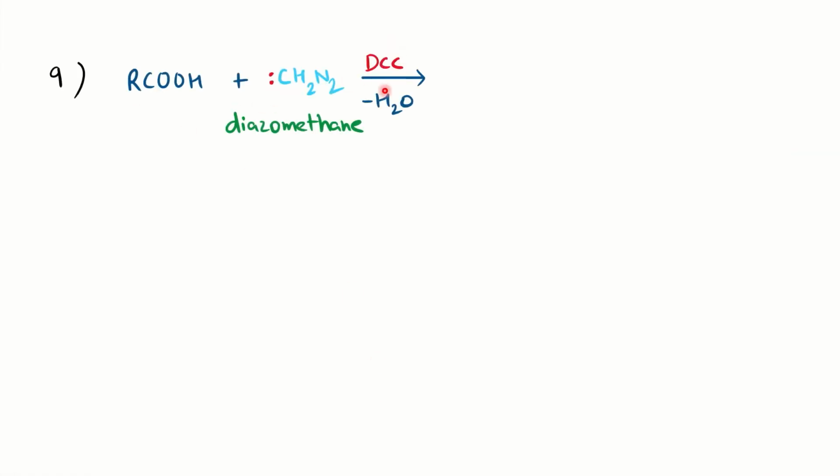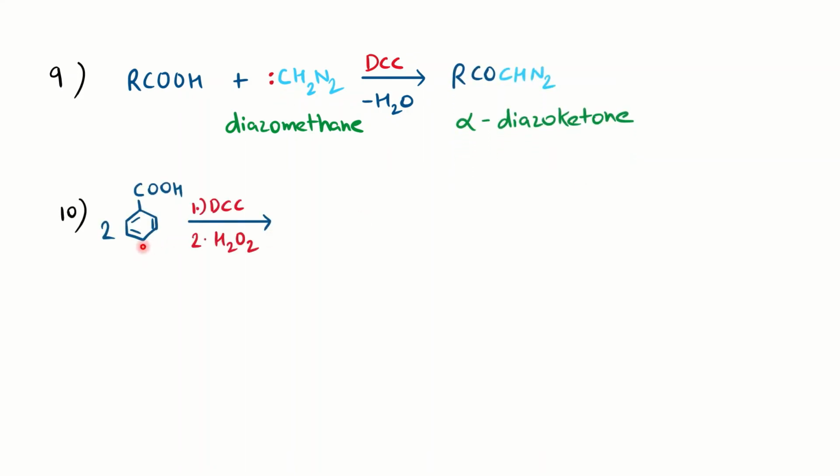Now, in the presence of DCC, wherever it is possible, you just show the loss of water. You have an acid, you have diazomethane, the acid OH is going to be released, you take the hydrogen from the diazo group and you will get the alpha-diazoketone. Same reaction, you have two acid molecules in the presence of DCC, so basically anhydride formation will be there. The second reagent is given here, hydrogen peroxide. In the presence of hydrogen peroxide, the anhydride will convert into a peroxide. So the final product is the peroxide.